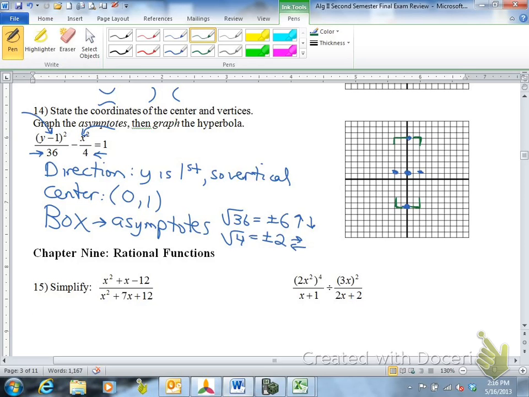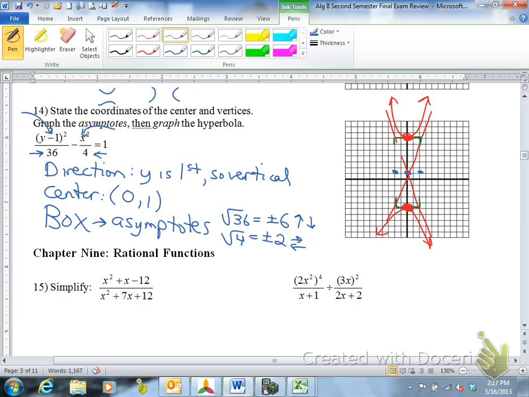So those are the corners, and then you have your asymptote. Like that. The asymptotes also tell you how narrow or wide the hyperbola is. Make sure you hit this point on the box, and this point on the box is your vertices. You have a graph like that. That's your hyperbola. And that's the end of chapter 8.